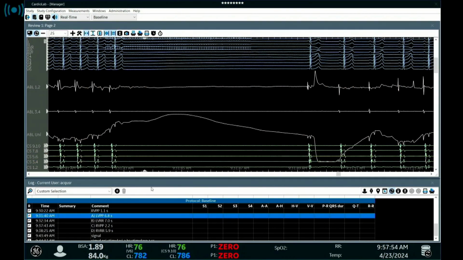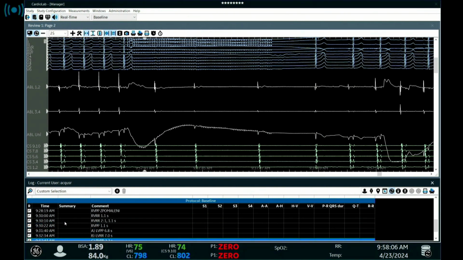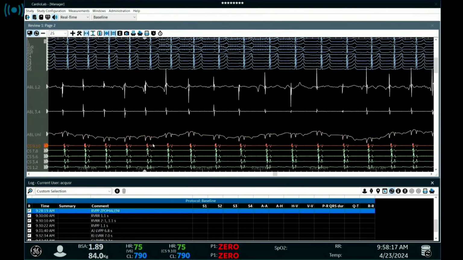And first we did, no, that was not the first. RVPP. Saro, can you take this, please? RVPP 1.1. Okay, so we paced from our typical spot, and there was a very poor response in terms of the sinus node and AV node reaction.